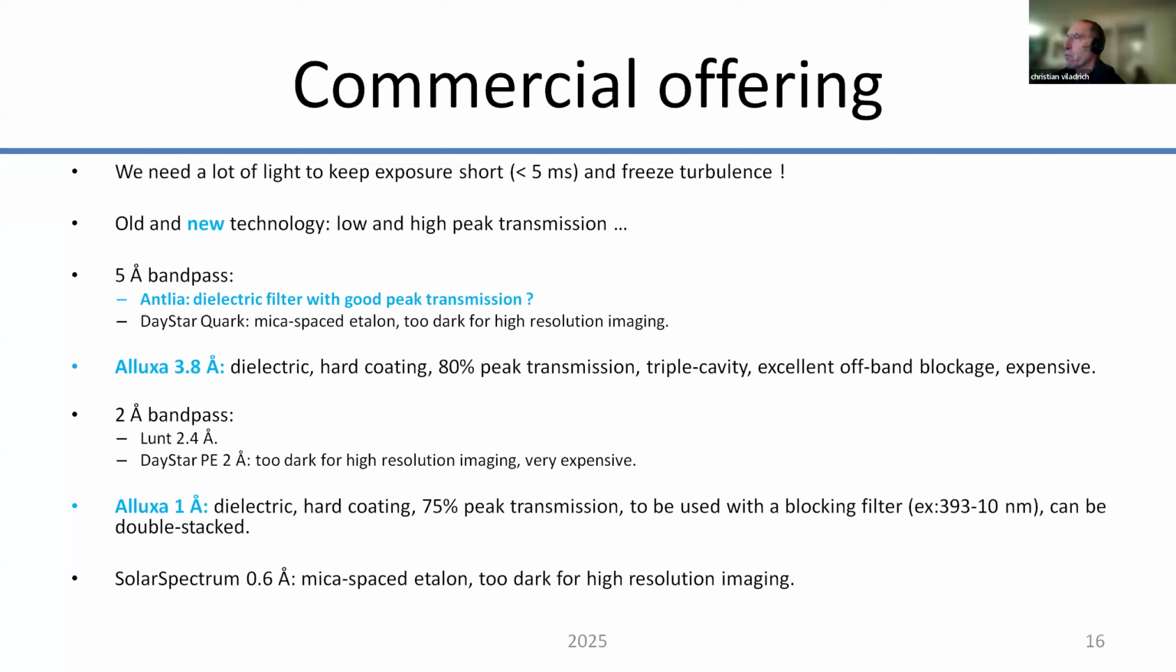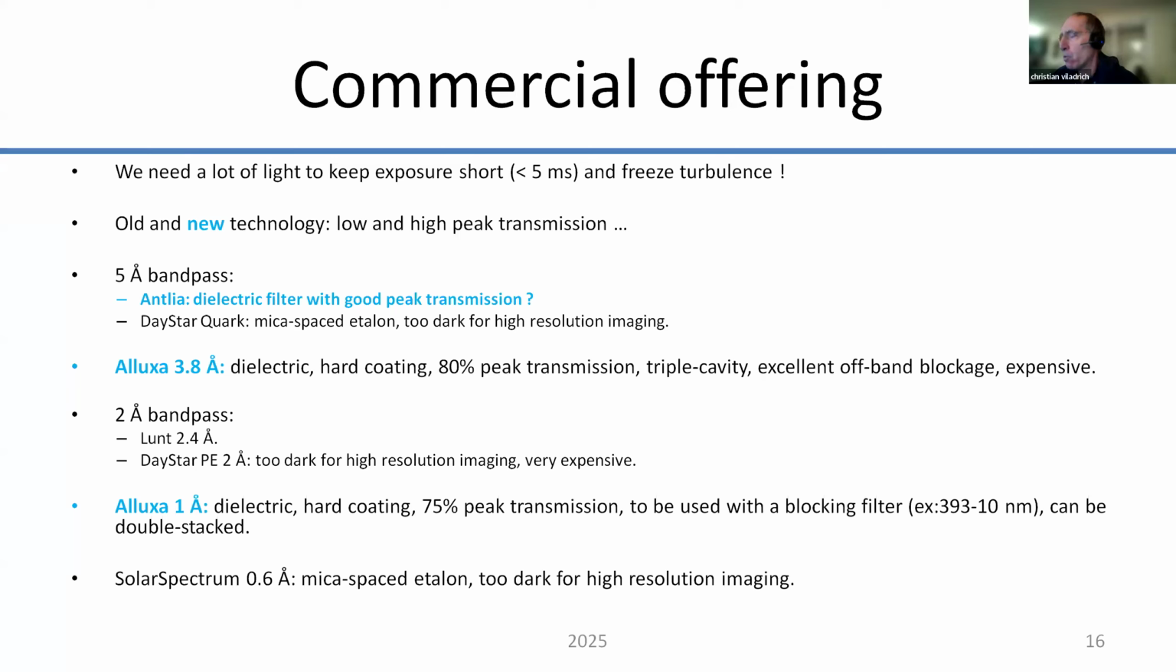So if we look at the options now, in fact, there was a lot of evolution. There are new technology filters and older technology filters. Something very important for imaging is that we need to keep exposure very short, basically shorter than 5 milliseconds. This is to freeze turbulence. So basically, we would like to have filters with high peak transmission. This is very important, and this is really the difference between the old generation and the new generation filters.